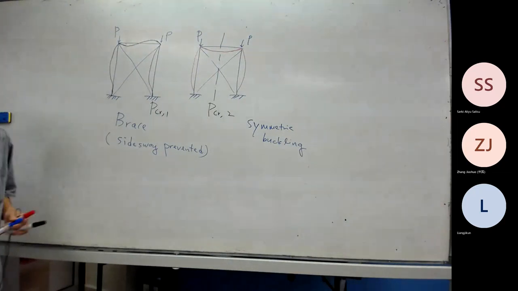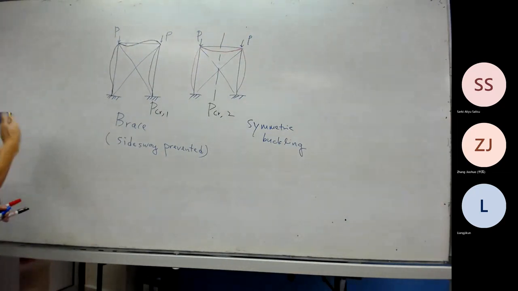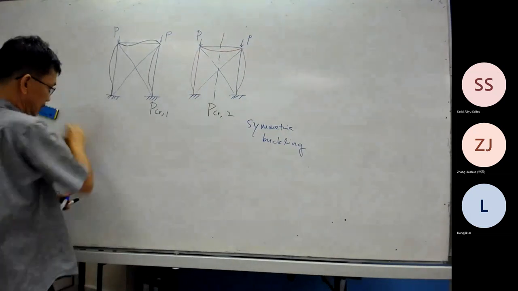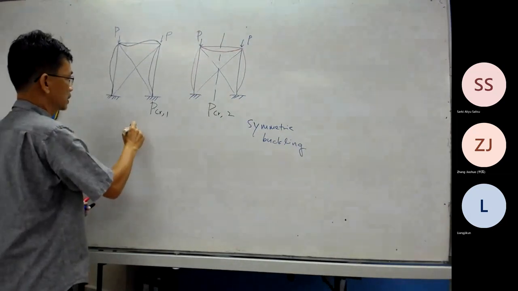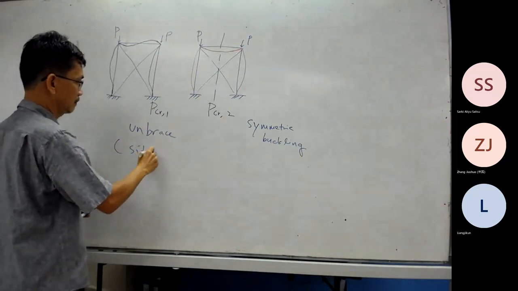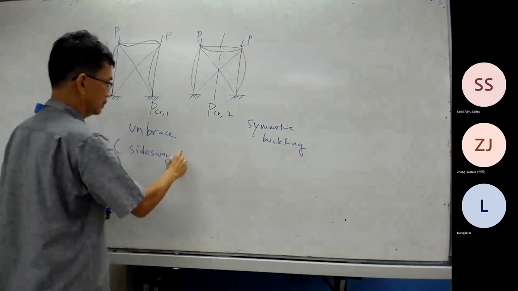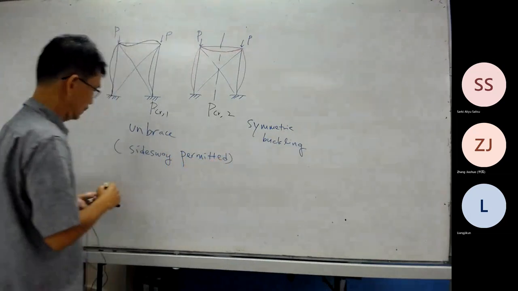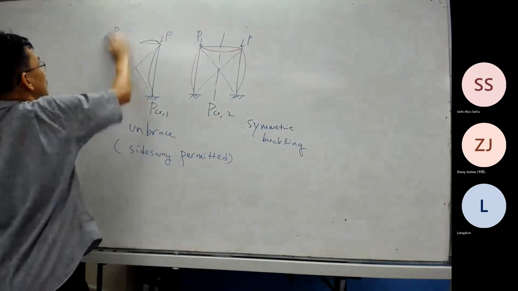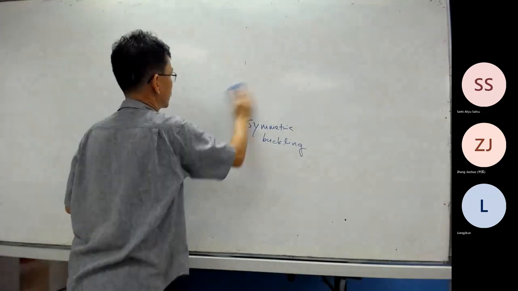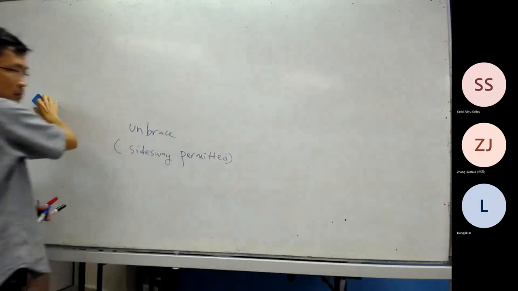Now you look at the other one, side sway allowed. Now we go to side sway allowed, or unbraced, or side sway permitted, as we use in this lecture. Again, if we have this, the difference now is it can go left and right. The whole frame can sway now.